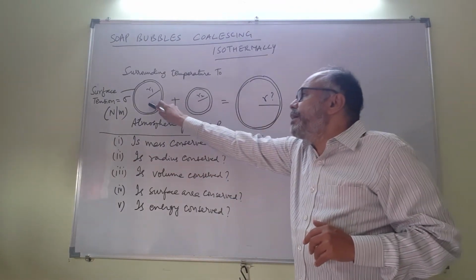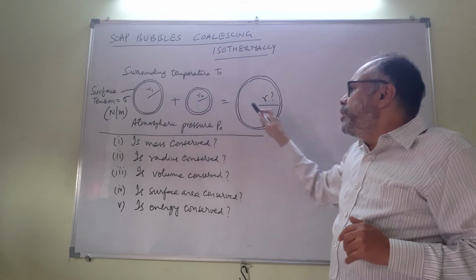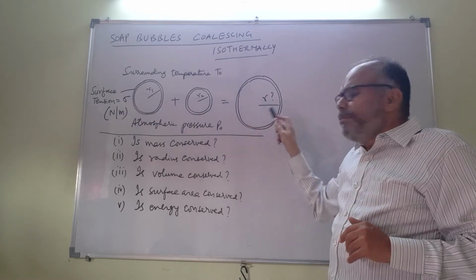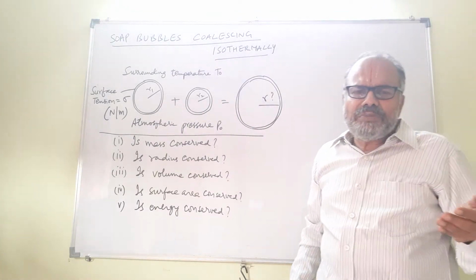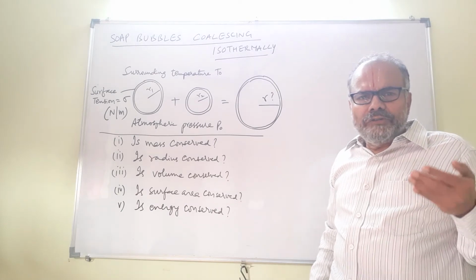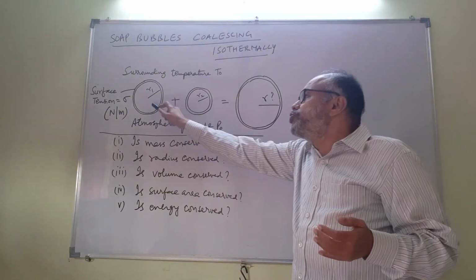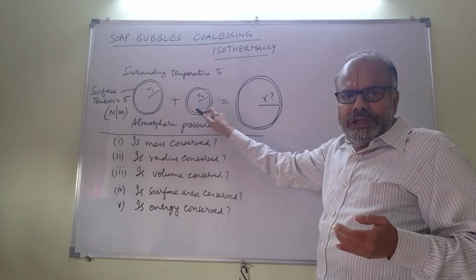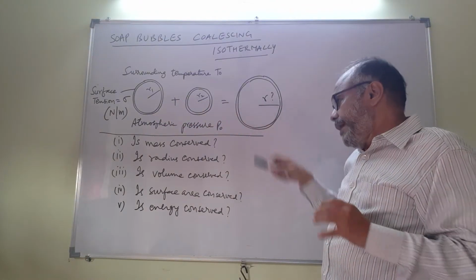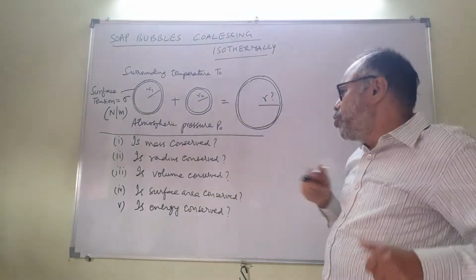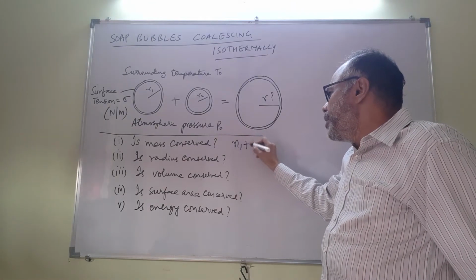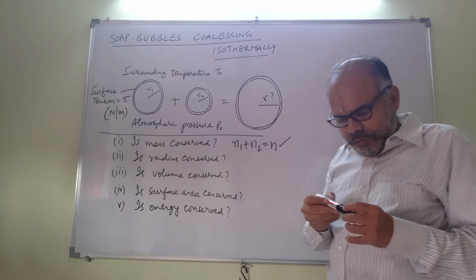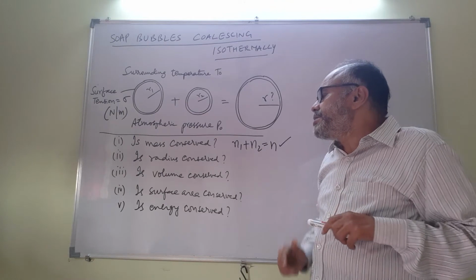If the mass of this is m1, the mass of this is m2, and the mass of this is m, we can say m1 plus m2 equals m. Now if you divide the mass by the average molecular weight of air, you will get the number of moles. If the number of moles here is n1, here is n2, and here is n, we can conserve the number of moles and say n1 plus n2 equals n.